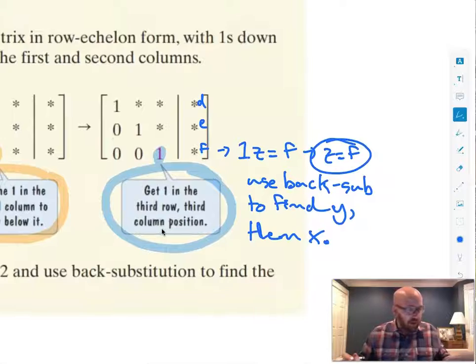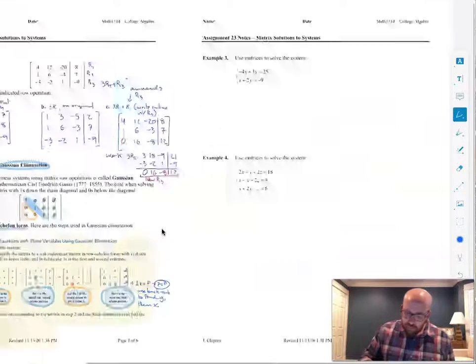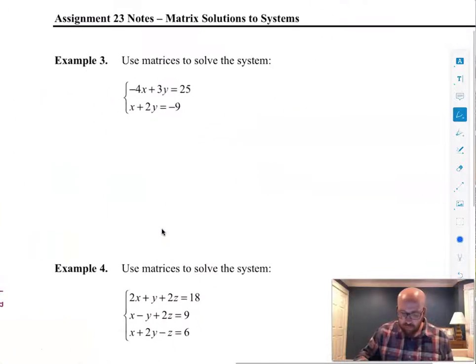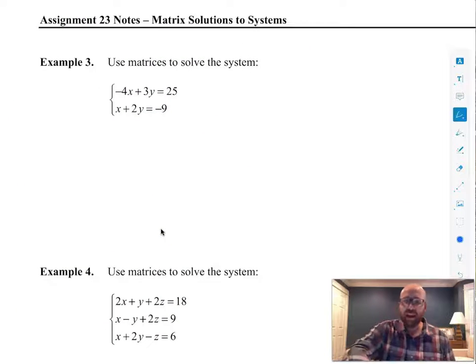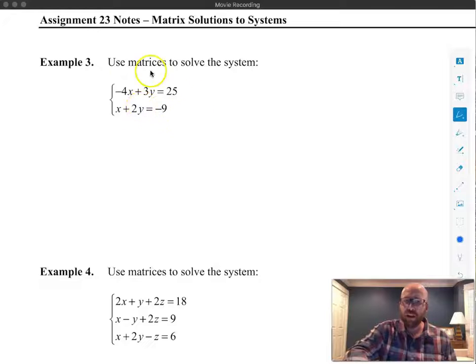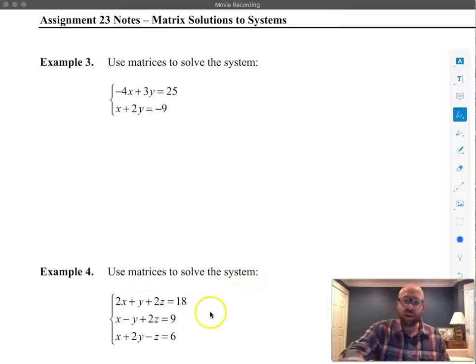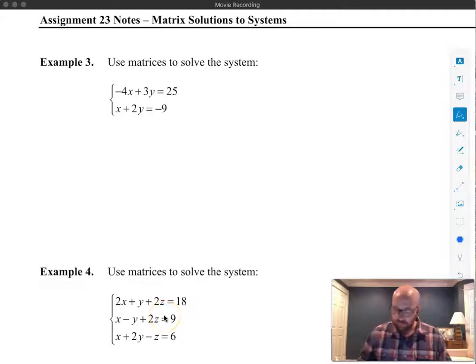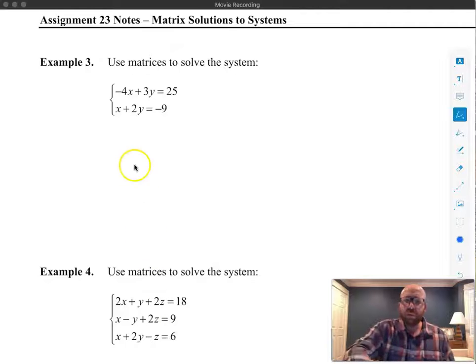So let's go through and do some problems. What we're going to do is break this approach down. We're going to look at a 2x2 system first, how to do this with a 2x2 system, and then we'll elevate the problem to a 3x3 system. So here we go. First thing that we want to do is get this system into its augmented matrix.